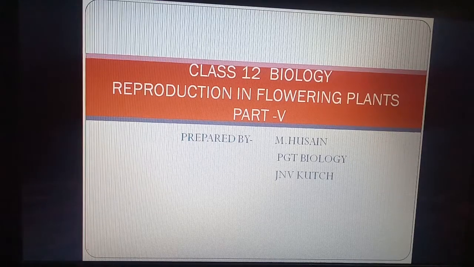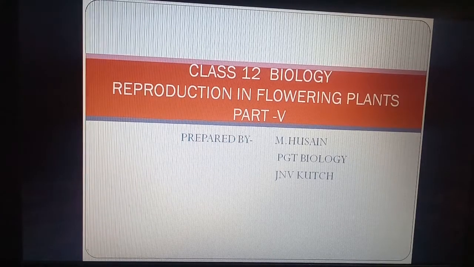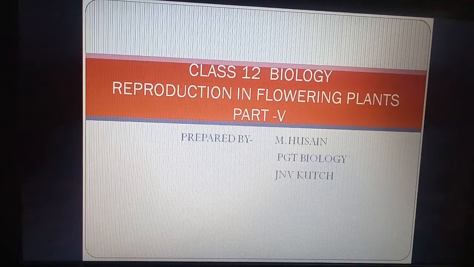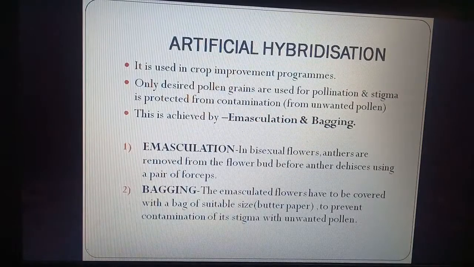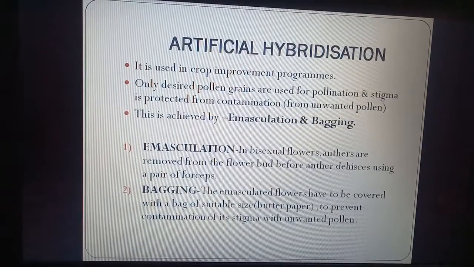Hello students, today we are dealing with class 12th biology, reproduction in flowering plants part 5th. First we will deal with artificial hybridization.